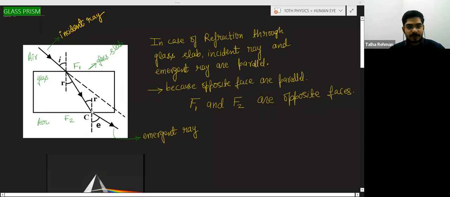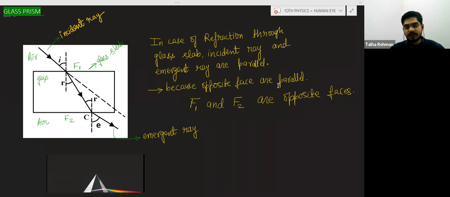So here what will happen? This light ray is emerging out, or just leaving the glass slab and entering the air. Means here the light ray is moving from denser to rarer medium. So what happens when a light ray moves from denser to rarer medium? It bends away from the normal. Finally, this angle is known as the angle of emergence. This E is known as the angle of emergence.